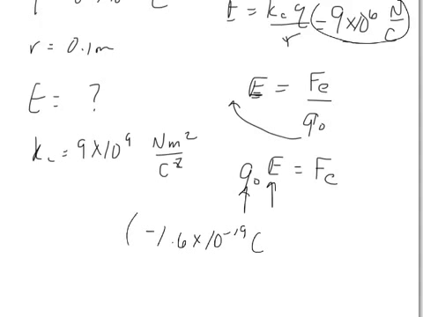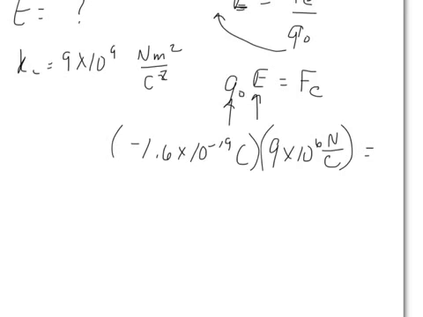This is negative. And why is this negative? Because it indeed is an electron. And then we have this field here, 9 times 10 to the 6 newtons per coulomb. So multiplying these two is going to give us a value of negative 1.44 times 10 to the negative 12 newtons. Very small force felt.